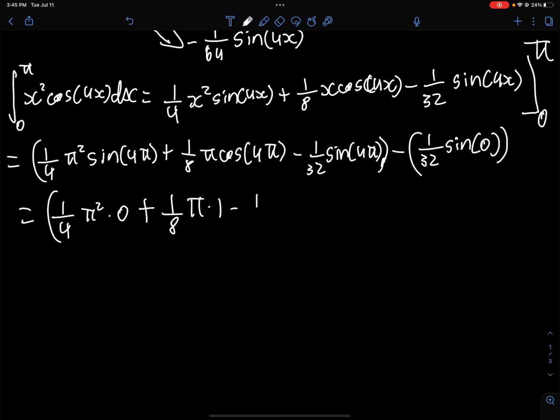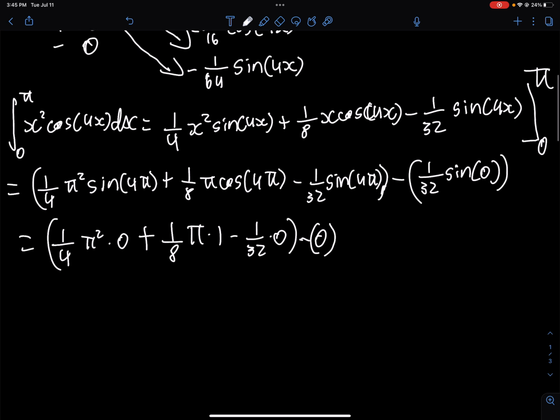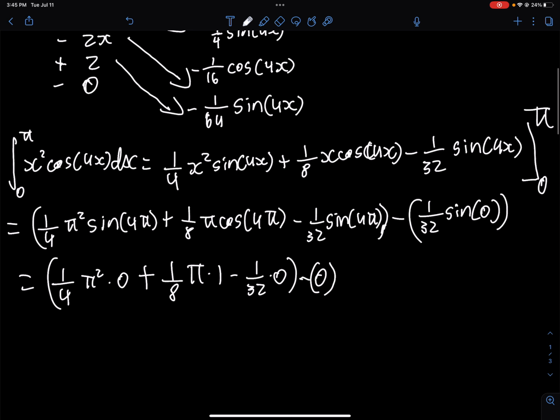Now we have minus 1/32, and then sine of 4 pi, we know once again is 0, so that's just going to collapse to 0. And now here we have a sine of 0, which of course we know is a 0, so we just have to subtract a 0 here. And we can put a bracket here, and once we evaluate this, we should be done. So let's just double check to see if we've done everything correctly. Yeah, that should be fine.